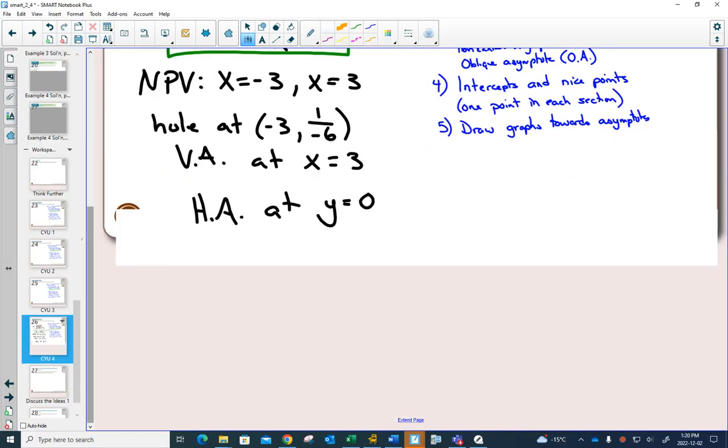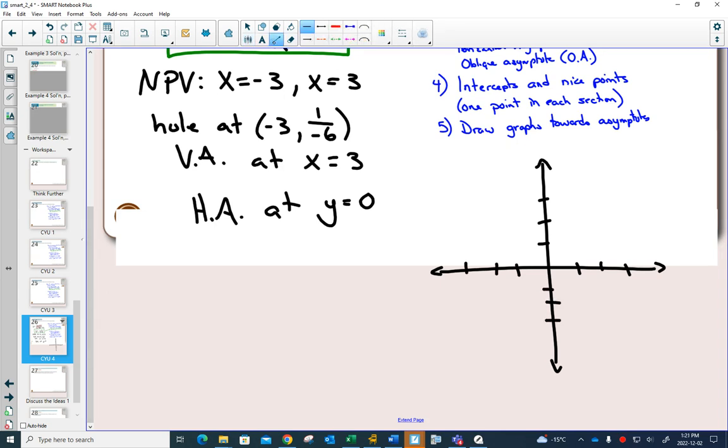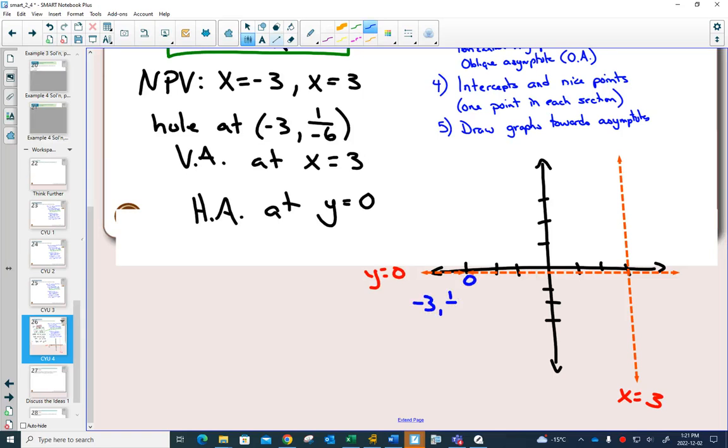So we can start sketching our graph. We have a vertical asymptote at x equals 3. And we have a horizontal asymptote at y equals 0. We also know so far that we're going to have a hole at negative 3, 1 over negative 6.